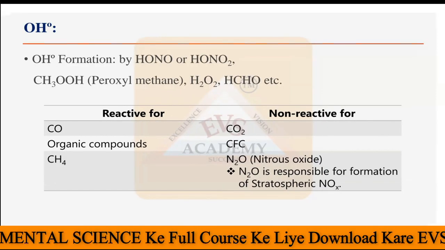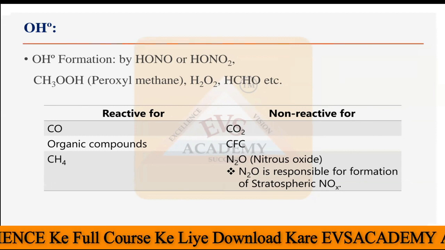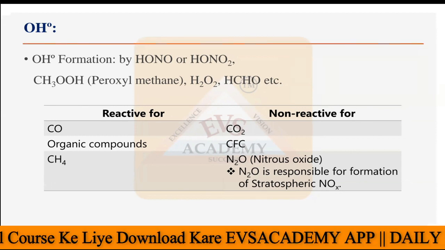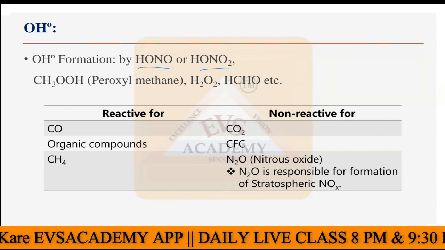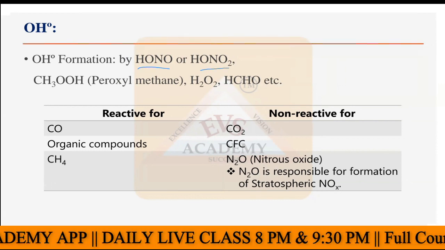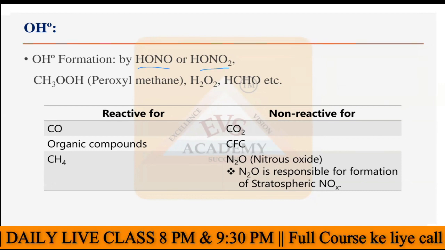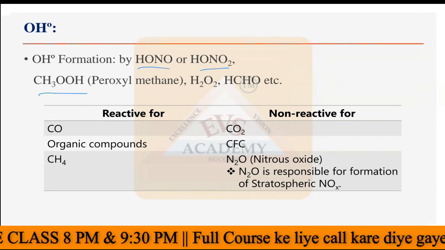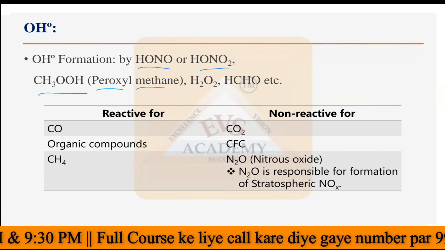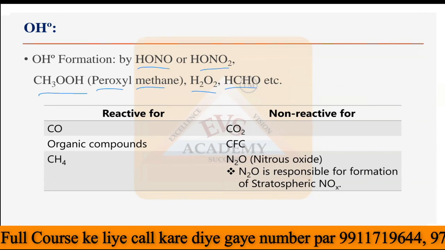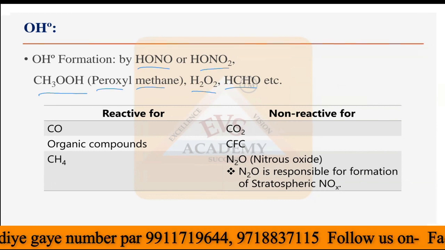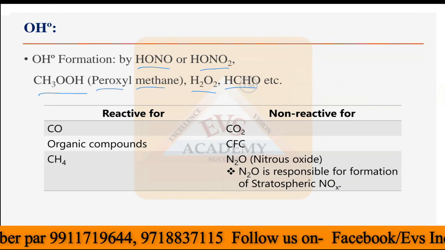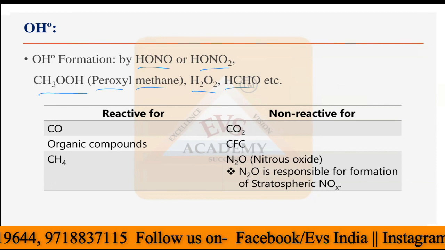Then, how OH formation also takes place from other molecules. Not only NO, but HONO and HONO2 also contribute to the formation of the OH radical in the atmosphere. Then there are other molecules as well, like CH3OOH, that is methyl peroxide, then H2O2, then we have HCHO. All these different molecules also contribute to the formation of the OH radical in the atmosphere.